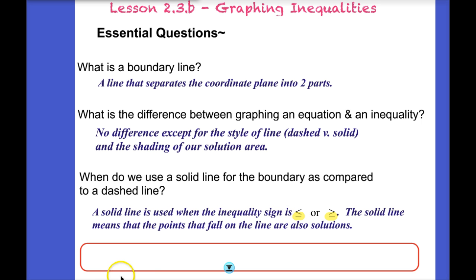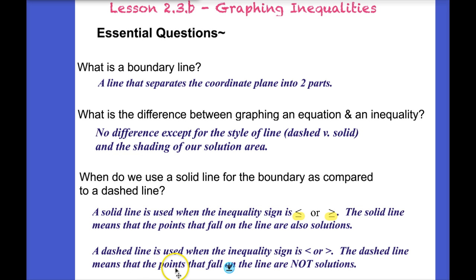So it's or equal. Okay, a dashed line is used when the inequality sign is just a less than or a greater than. The dashed line means that the points that fall on the line are not solutions. So we do not include the points that are on the line. Let's look at some examples.